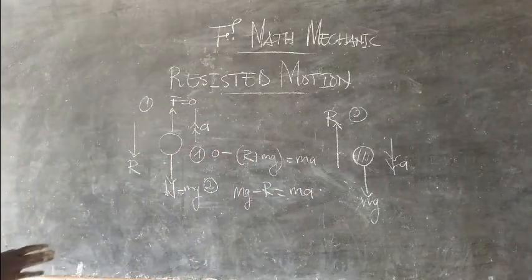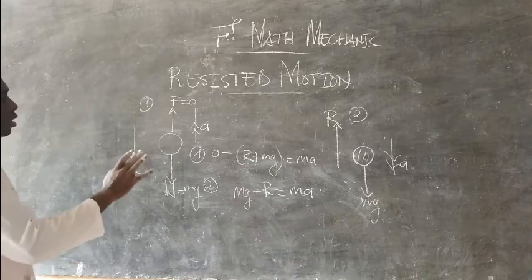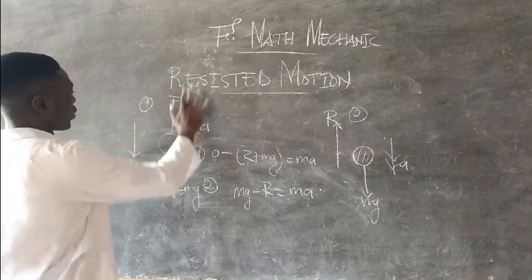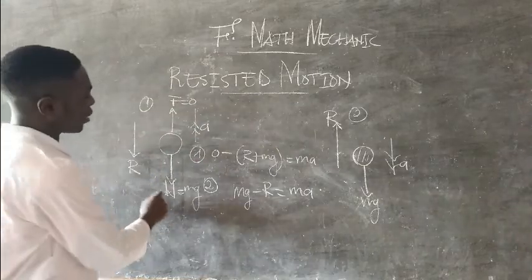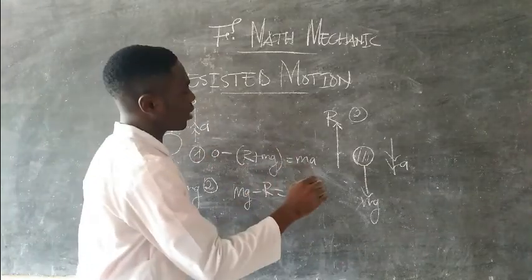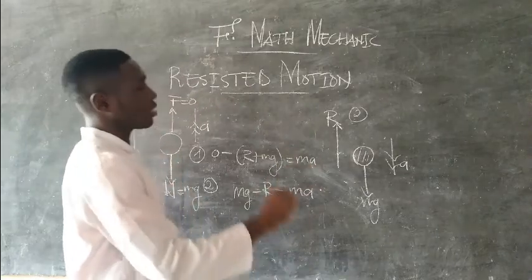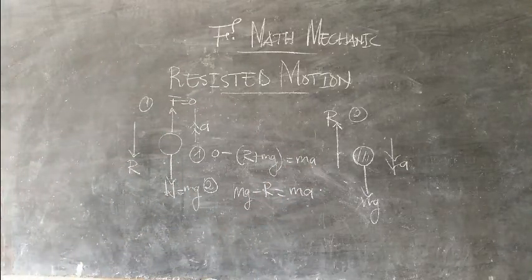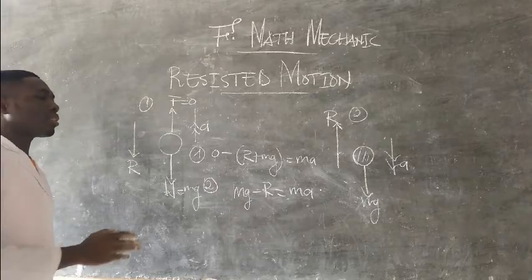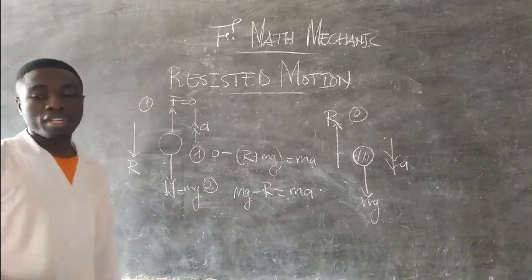So please, you should know this: if the particle is moving upwards, the acceleration will be upwards, and the resistive force will be acting in the opposite direction, and the weight always acts downwards. It's a force which always acts downwards. For resisted motion, basically this is all you have to know.